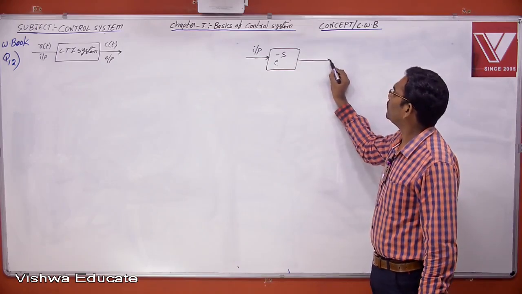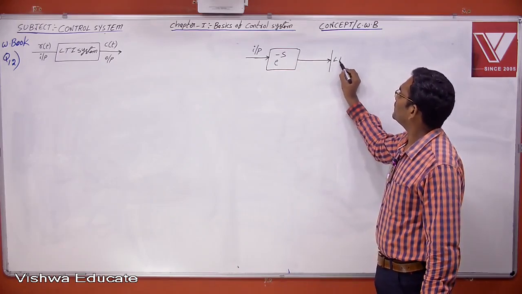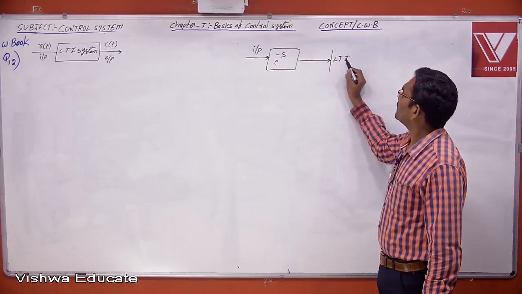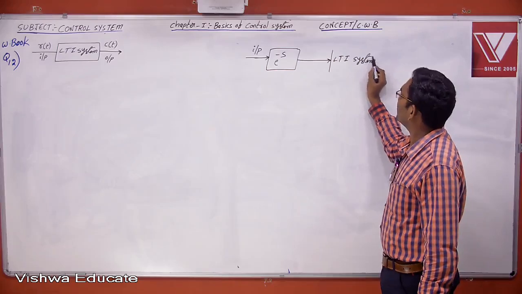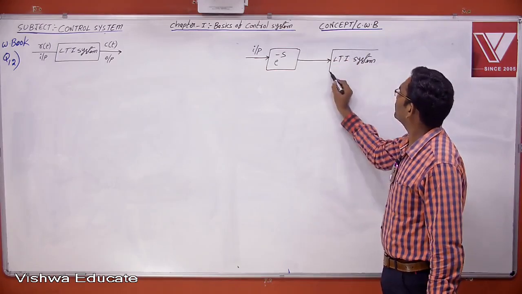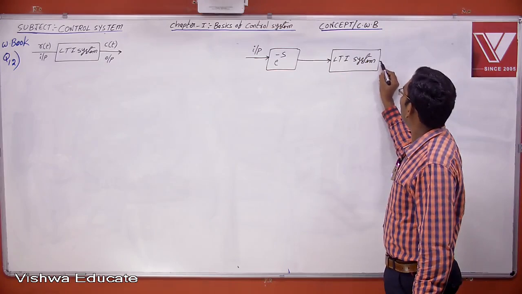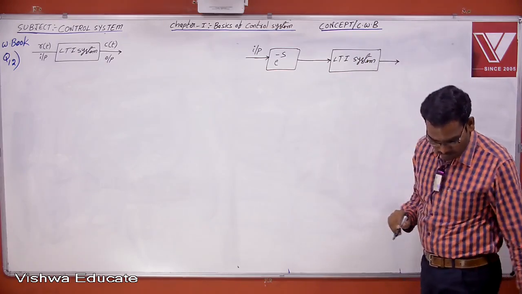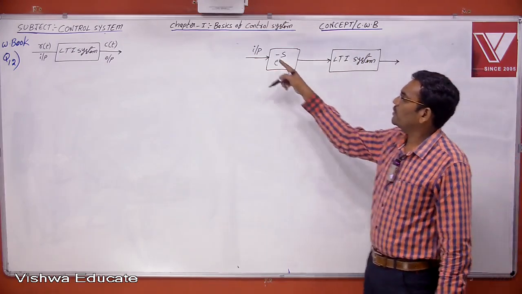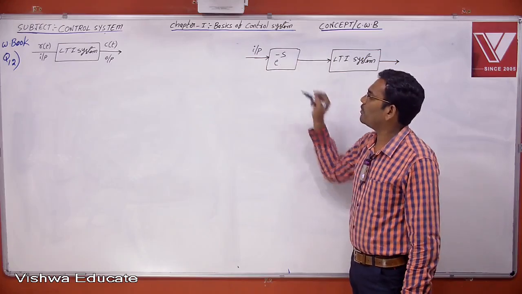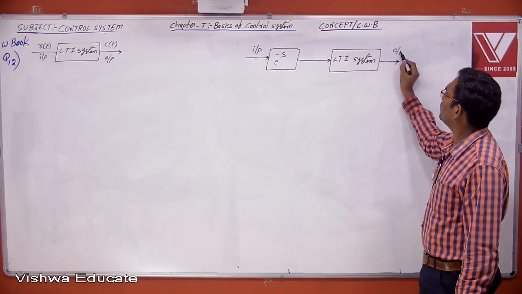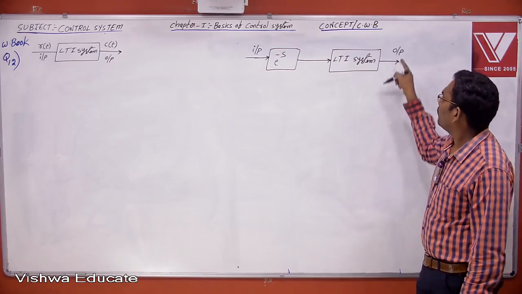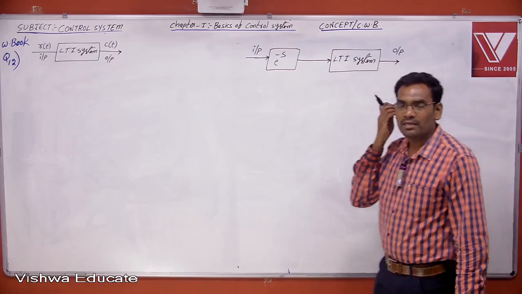Then it is applied to an LTI system. What should be the modified output? Now the question is, the input is passing through a block having a gain of e power minus s, then it is applied to an LTI system. What should be the modified output? That is the question.